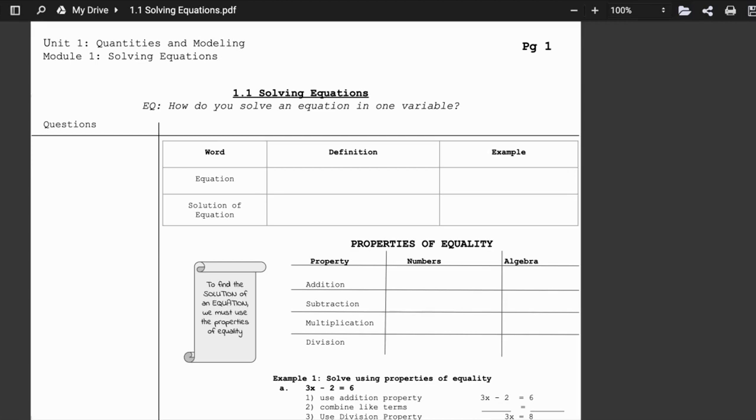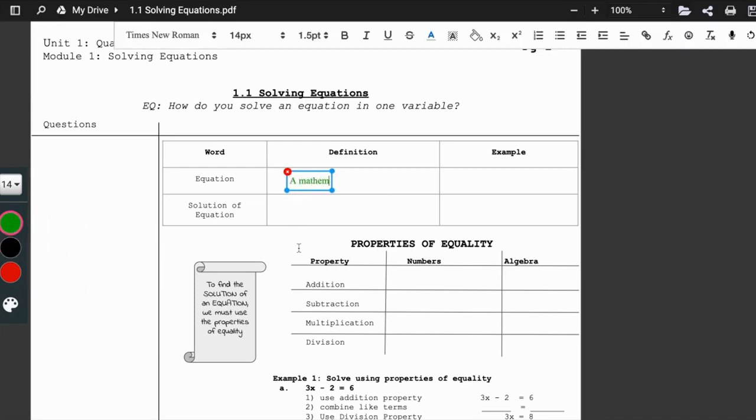In our math, we're going to be mostly working with solving equations in one variable, but later on we will start looking at two variables. So some definitions you need to be comfortable with: equation. An equation is a mathematical sentence with a solution. So let's go ahead and write that. An equation is a mathematical sentence that has a solution.